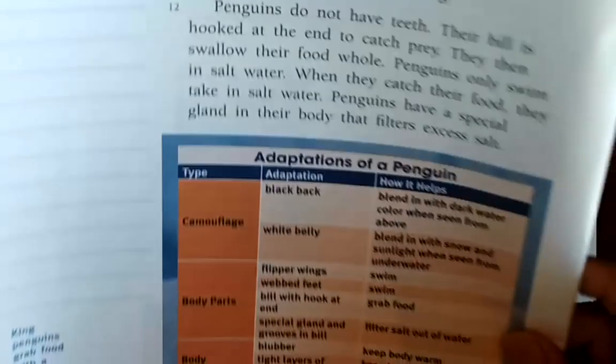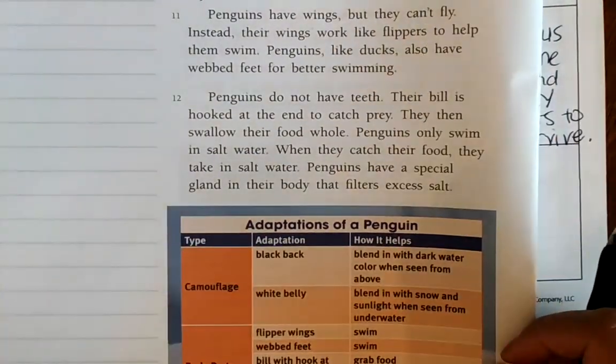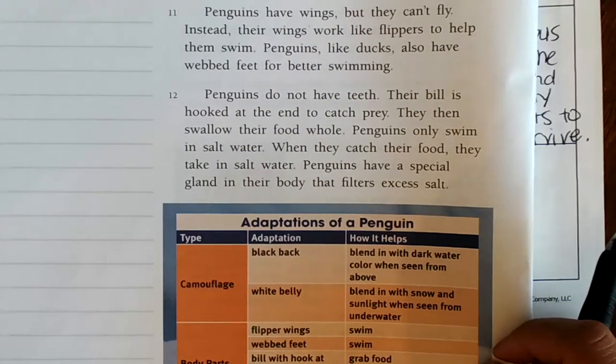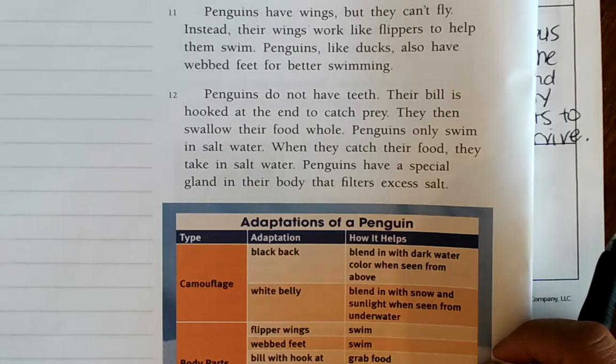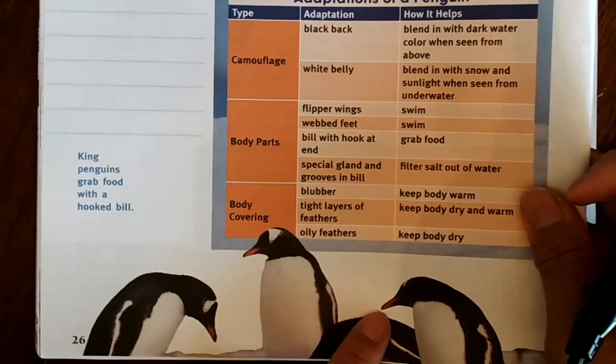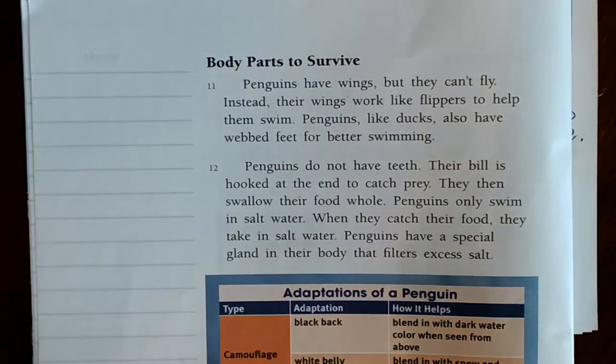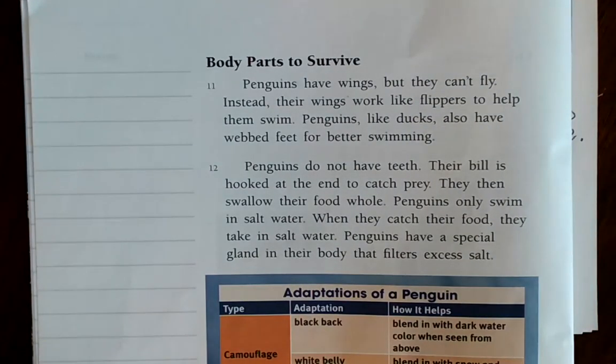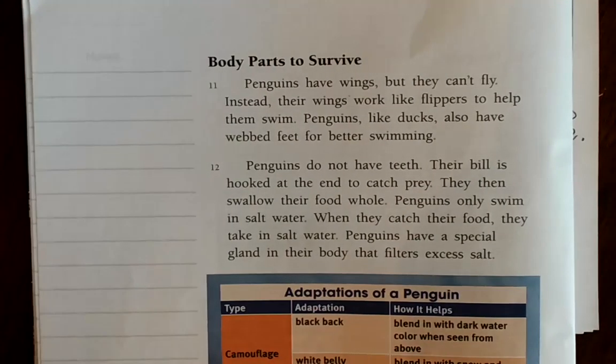And I'm going to continue on with the last paragraph. Penguins do not have teeth. Their bill, which is like their beak, is hooked at the end to catch prey. So there's a hook at the end of their bill, their beak. They then swallow their food whole. Oh man. Penguins only swim in salt water. When they catch their food, they take in salt water. Penguins have a special gland in their body that filters excess salt. So that just means it has something in their body that has a special gland that takes out all the salt so that it doesn't hurt or kill them, right? It filters it. So that's pretty incredible.